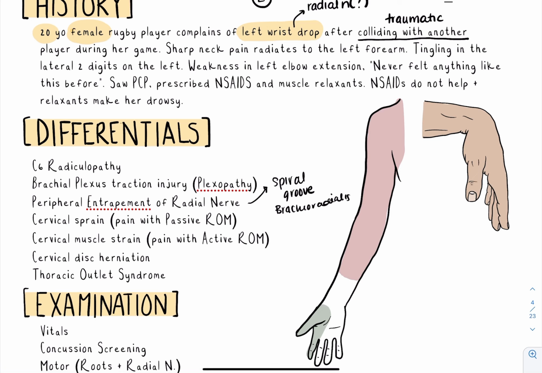So that's another area where we see the radial nerve impacted. It could be a cervical sprain or a cervical muscle strain that is just causing radiating pain. So how would I tell the difference between a sprain and a strain?